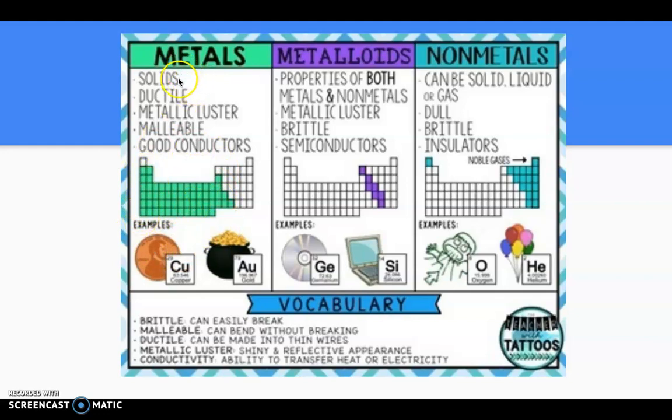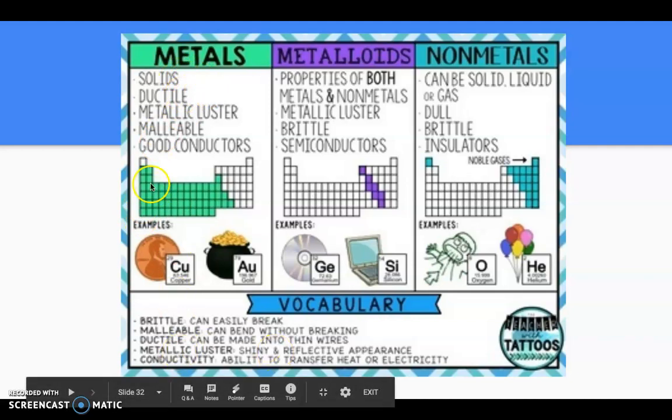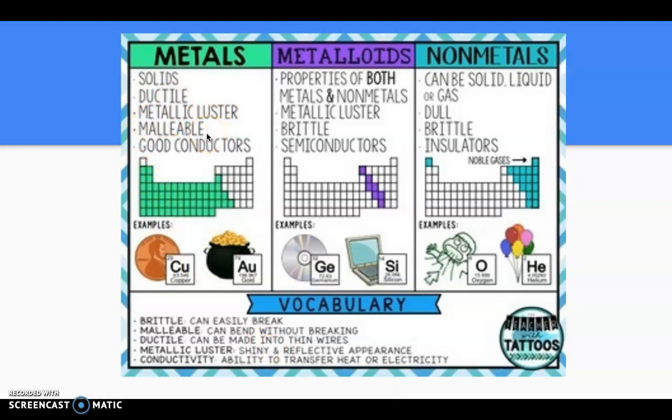These ones are typically all solids. They are ductile, meaning they can be made into wires. They are shiny with luster. They're malleable, meaning they can bend without breaking, as well as good conductors, meaning heat and electricity can easily flow through them. Copper and gold are great examples to think about on this side of the periodic table because, if you've ever been to one of those penny machines where you spin it and it changes into a new shape, our gold for jewelry has lots of luster.